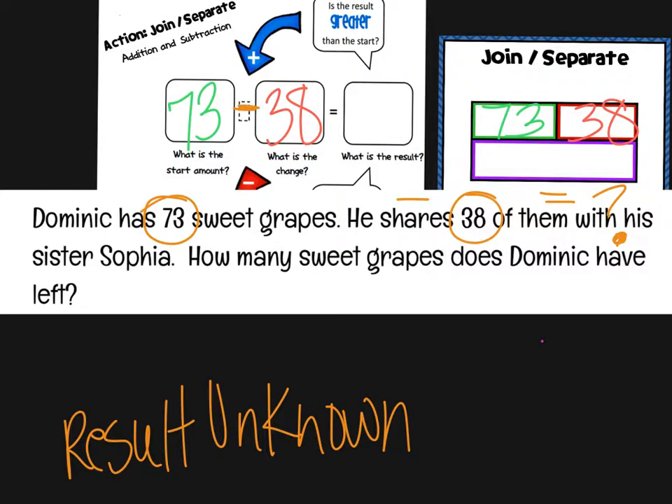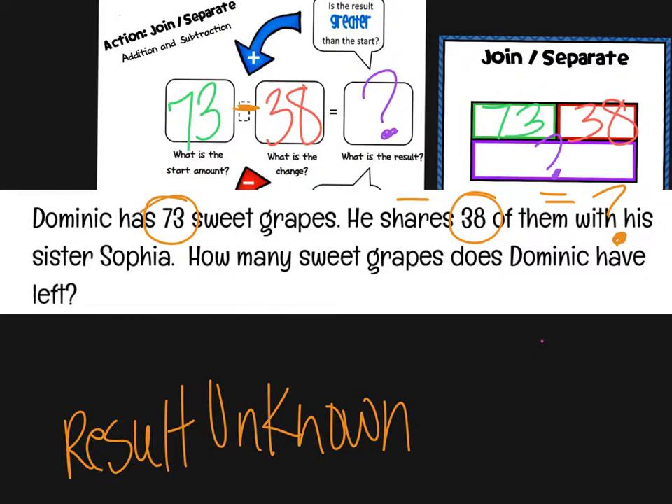Now, what do I put in the result box? That's right, I put a question mark. Put my question mark because that's what I'm trying to figure out. I'm trying to figure out my result. And because I'm subtracting, I know right away that my result, is it going to be greater than my start number or is it going to be less?